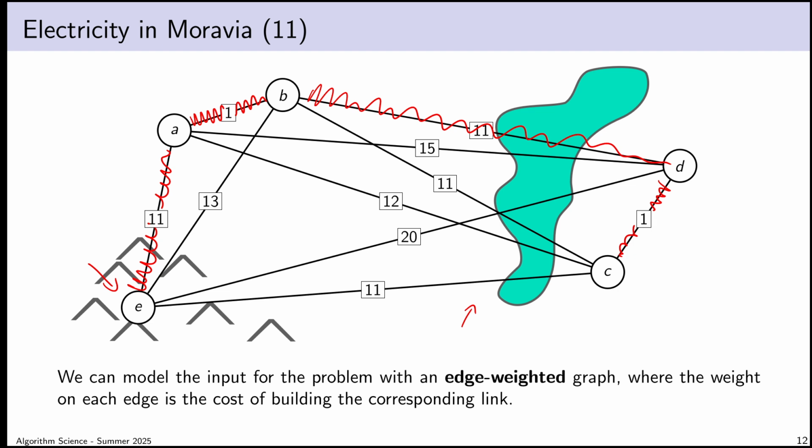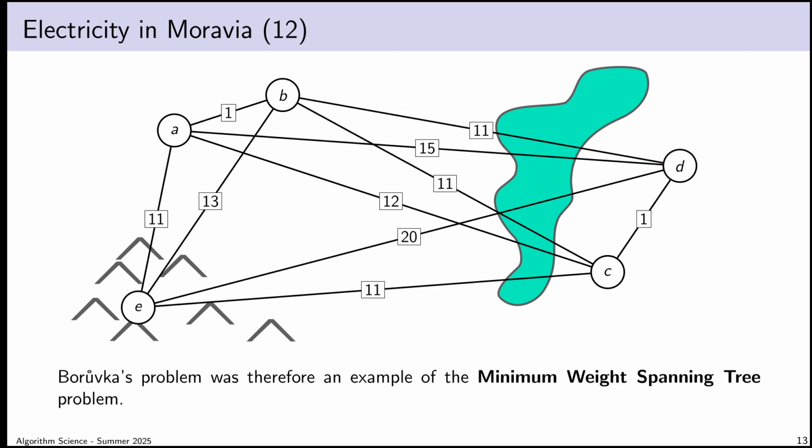But there is some way of creating a spanning tree among the various possibilities that has the minimum total cost, and that is the goal of today's application. So Borůvka's problem turned out to be an example of the minimum weight spanning tree problem. And the goal of this lecture is to cover algorithms for that problem. And eventually we're going to talk about Borůvka's solution, but for a variety of reasons, I want to hold off on that. We're going to talk about different algorithms for this problem in this lecture.